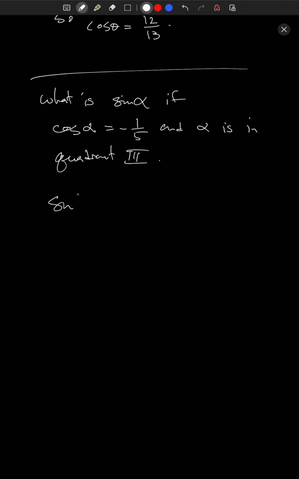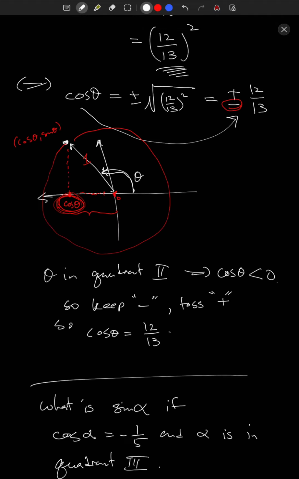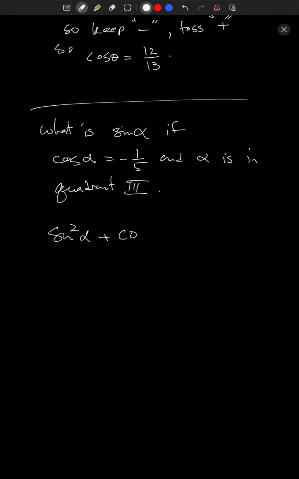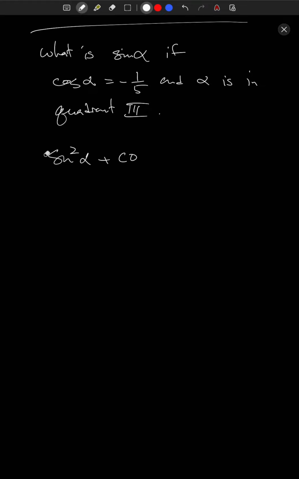So again, we have sine squared of alpha plus cosine squared. I wrote it as cosine squared plus sine squared. It doesn't matter, of course, what order I write it in, but let me just keep it consistent for this lecture. So cosine squared alpha plus sine squared alpha is equal to 1.